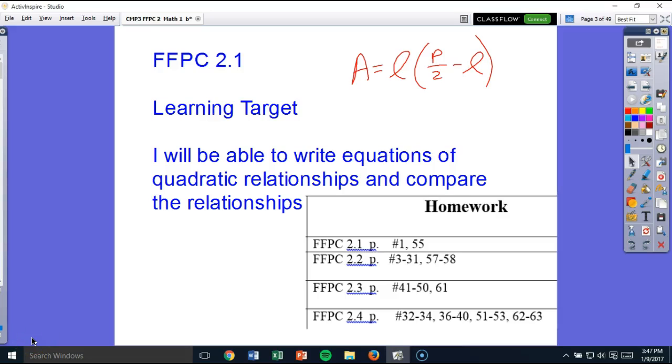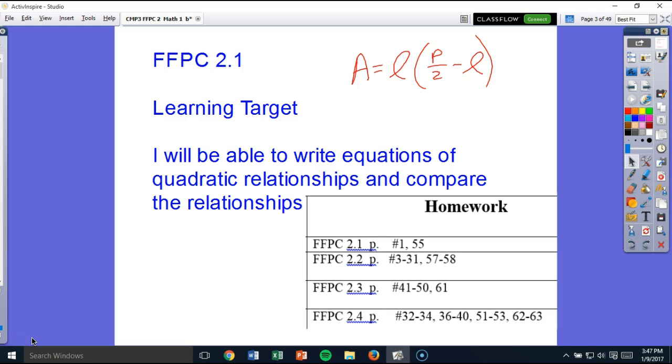Hello everyone and welcome to Frogs, Fleas, and Painted Cubes 2.1. This will begin on page 24 of your textbooks. As we can see here, our learning target today is that I will be able to write equations of quadratic relationships and compare the relationships.